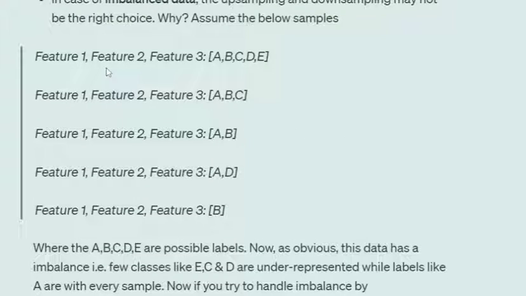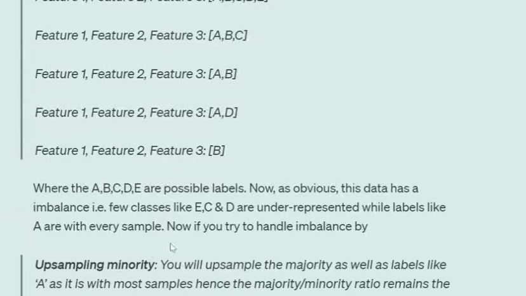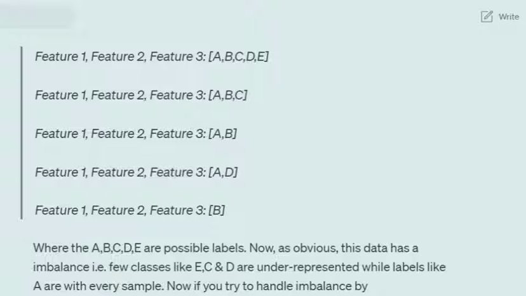See this particular dataset, a sample multi-label dataset where we have three features and their respective classes. In this particular example, we have E, C, and D as minority classes and A and B as majority classes. Now, if you go to upsample the minority, that is E, C, and D, you might be upsampling the majority also because the labels are associated, right? So, for example, if you are going to upsample the second sample, ABC, then eventually you are upsampling A and B also. So the ratio remains the same between majority and minority, and vice versa.